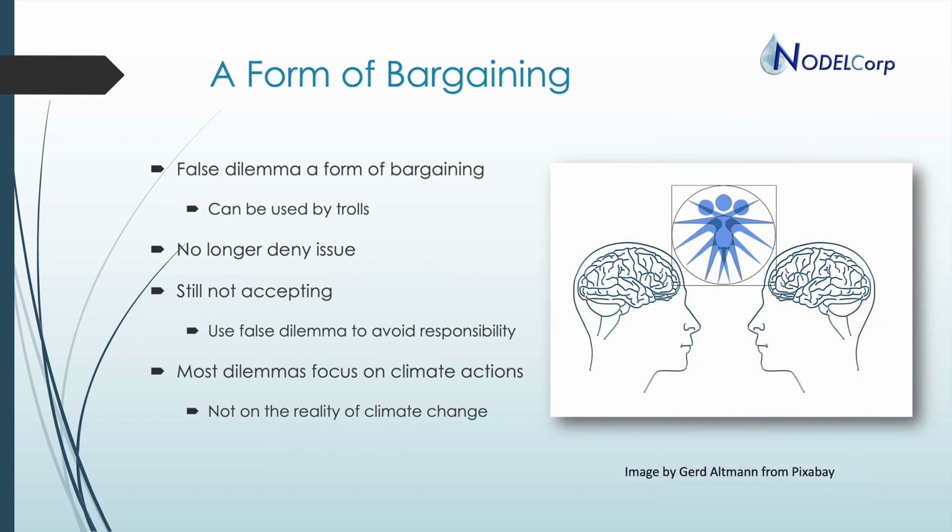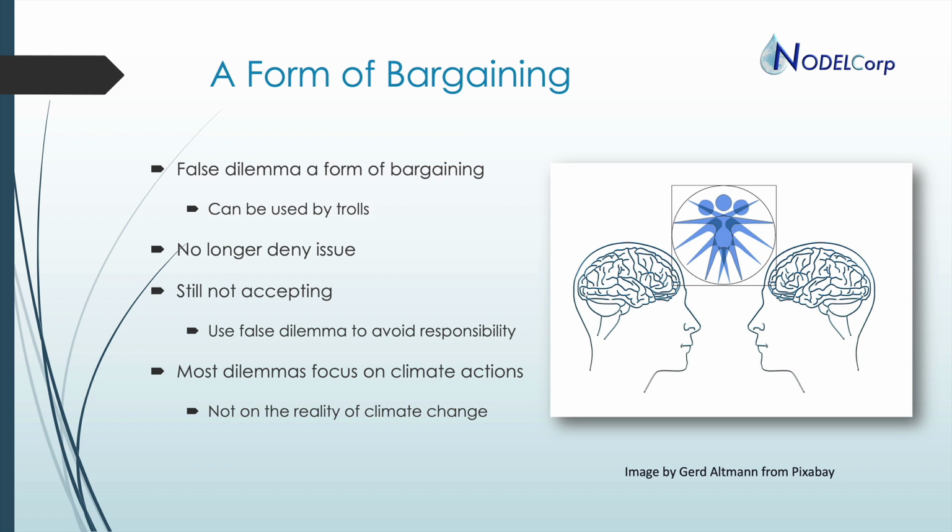Now, this is all a form of bargaining. And as I said, it can be used by trolls to divert us from our mission. But most people who present you with a false dichotomy no longer deny that there is an issue here, but they're still not accepting that they have anything to do with it. And they use the false dilemma to avoid responsibility.